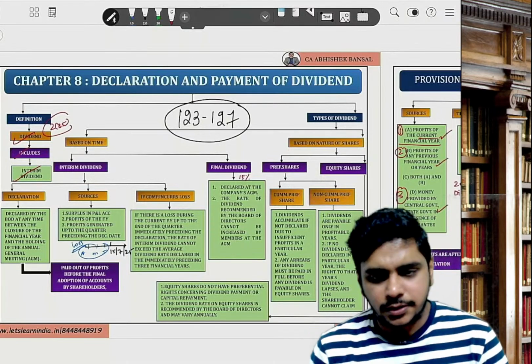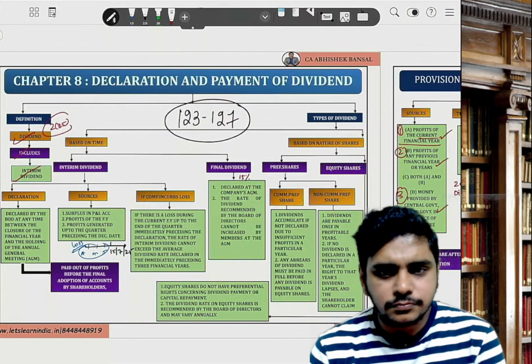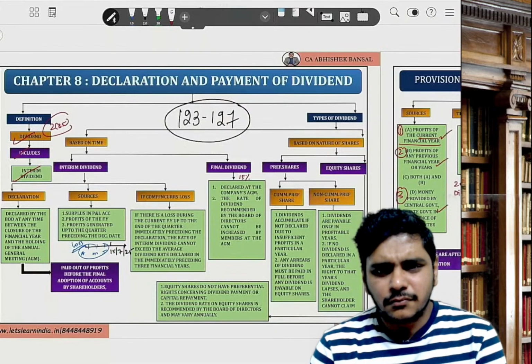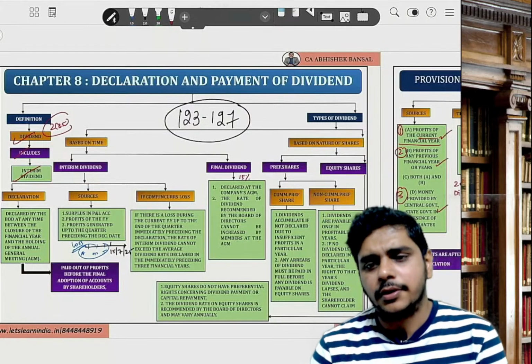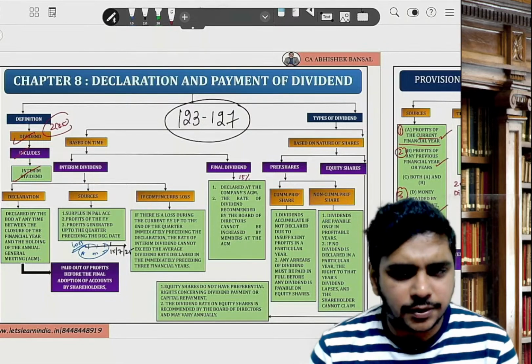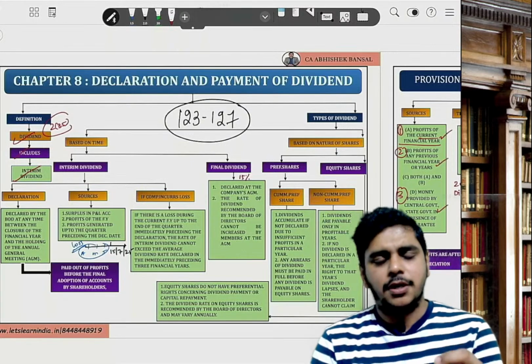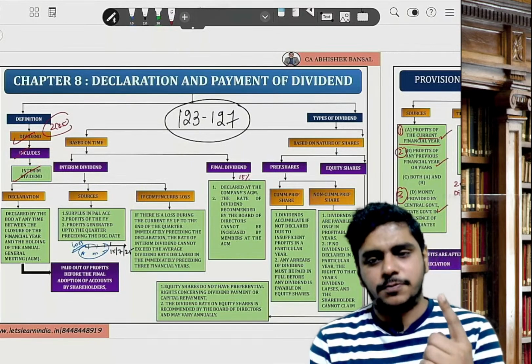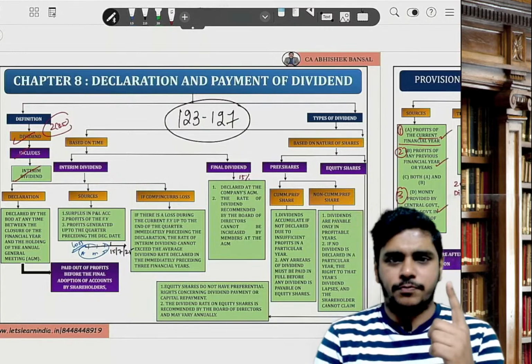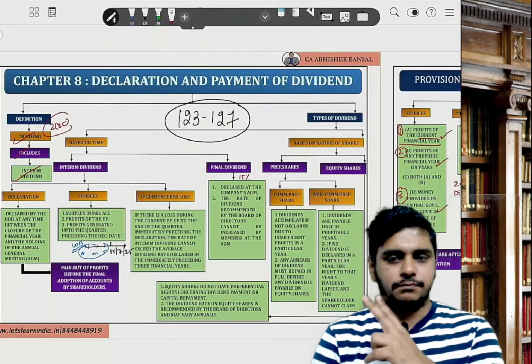How much is the penalty on the company? Don't go wrong here. Very good. 18% simple interest per annum, and for directors, 1000 rupees per day, maximum 2 years of imprisonment.